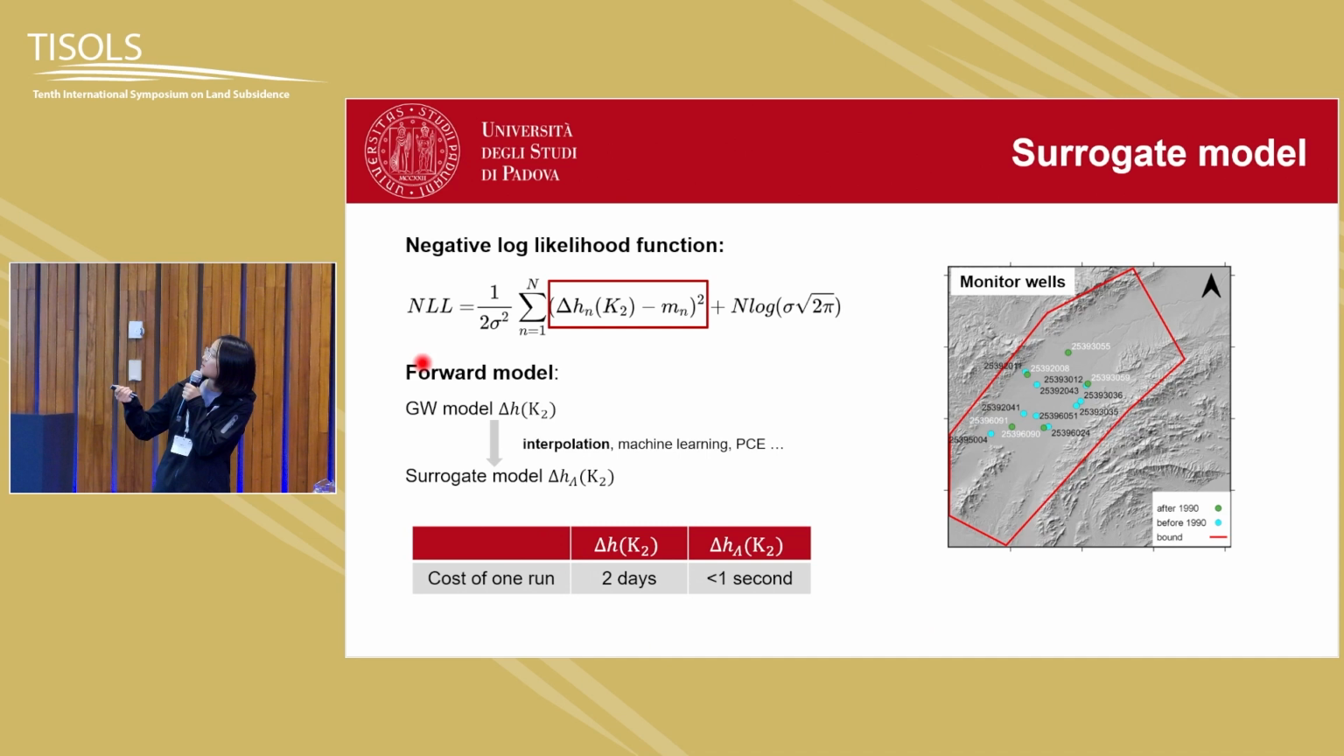Then according to Bayesian theory, the likelihood function of conductivity depends on the misfit between the forward model and measurements. And as I said, our simulators are time consuming. So we resort to a surrogate model, specifically polynomial interpolation. And now I'm going to show you how we construct the surrogate models to compute the drawdown for these 9 monitor wells.